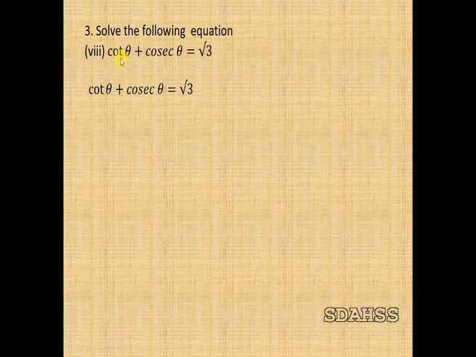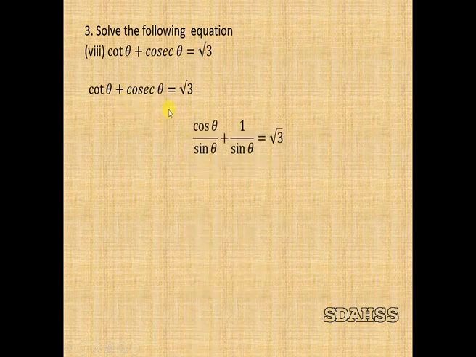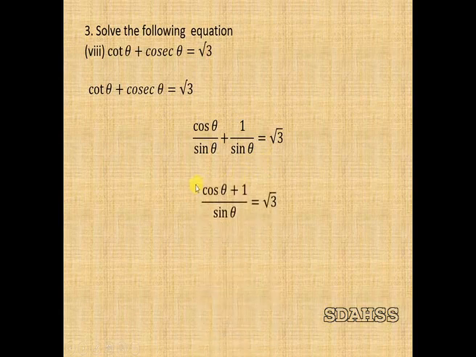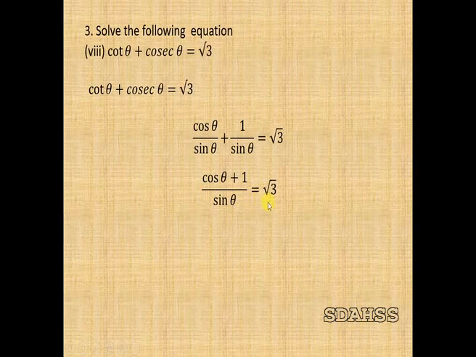Eighth sum. Cot theta + cosec theta = root 3. Cot theta can be written as cos theta/sin theta, plus cosec theta can be written as 1/sin theta, is equal to root 3. Here sin theta is the LCM. So remaining you have cos theta + 1 = root 3. Cross multiply. So you have cos theta + 1 = root 3 sin theta.